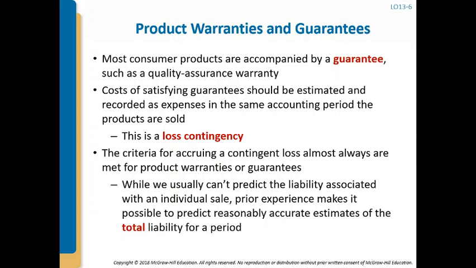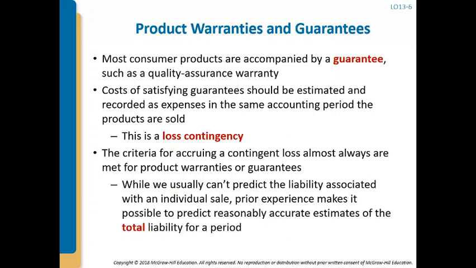All right, product warranties and guarantees. Most consumer products come with some sort of guarantee when they purchase the product, and it's a quality assurance warranty. So it's assuring that the product will work as promised or as advertised. And so the cost of satisfying these guarantees should be estimable, and they should be recorded as expenses in the same accounting period the products are sold.